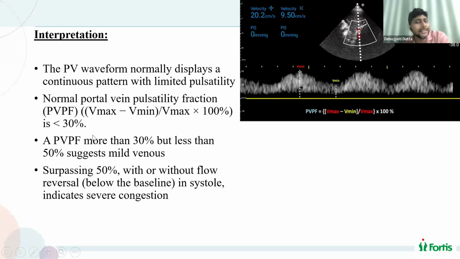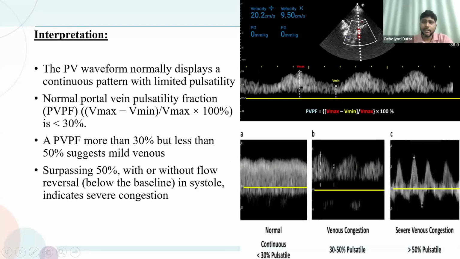Now this pulsatility of less than 30 percent is normal. If it is more, 30 to 50, it's mild. More than 50, it's called severe congestion.